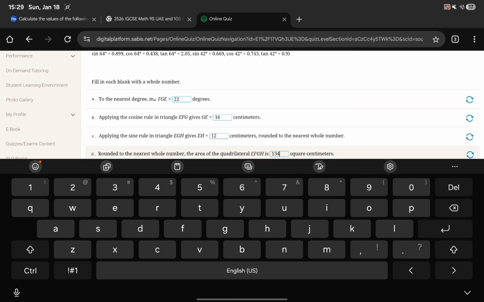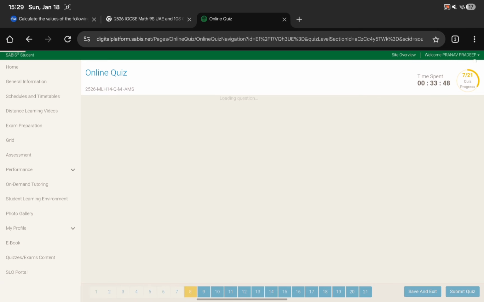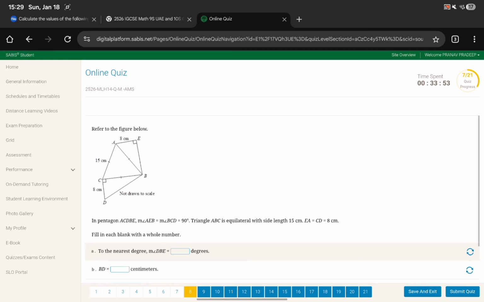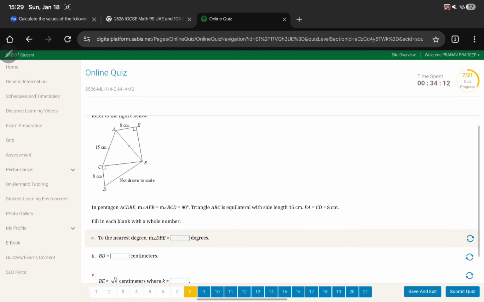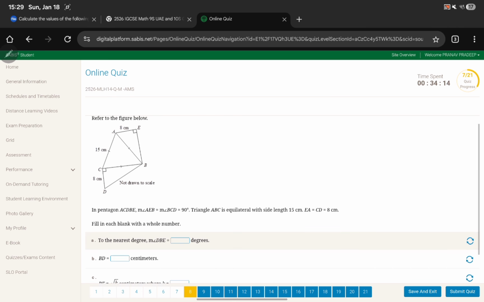34. Okay, refer to the figure below. This is a pentagon, guys. This one. And triangle ABC. It's all in the diagram, so I don't need to explain why. To the nearest degree, DBE.